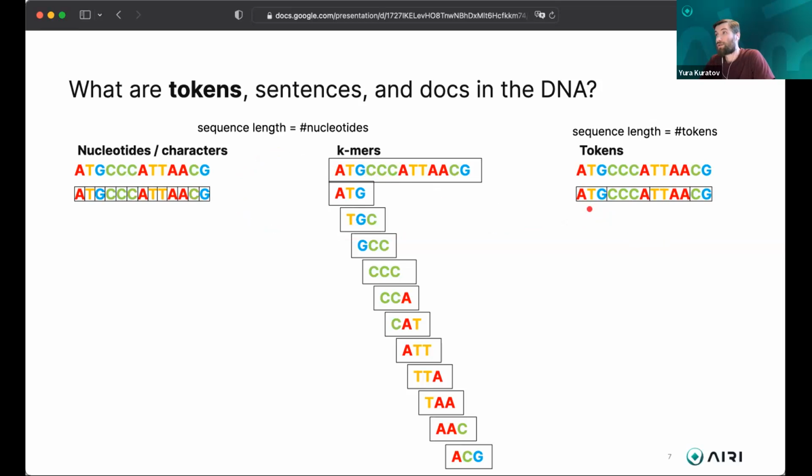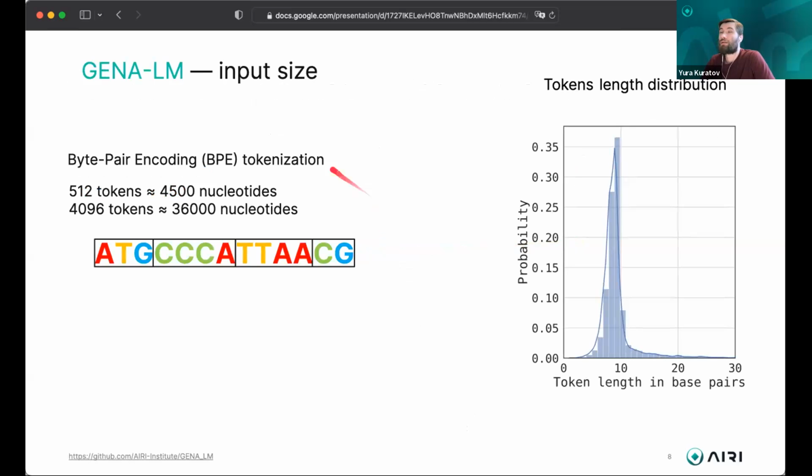Here tokens consist of multiple nucleotides, and as a result, model sequence length in base pairs can be longer than just the number of tokens. In the case of transformer models, sequence length is an important limitation, as compute and memory complexity of self-attention layers has quadratic scaling. In GENA-LM, we use byte pair tokenization. It gives us the ability to cover about 4,500 nucleotides with 500 tokens and 36,000 nucleotides with 4,000 tokens.